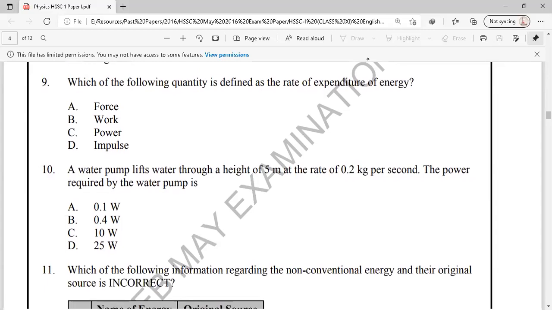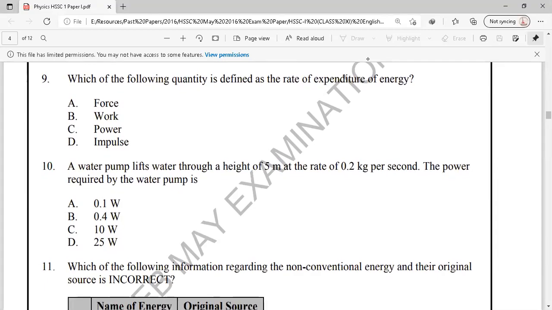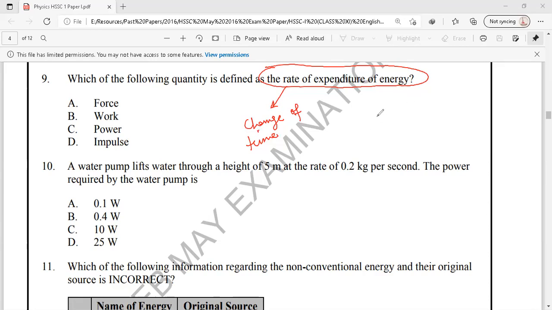Then let's come to question number 9. Which of the following quantities is defined as the rate of expenditure of energy? So this is the simple definition of a physical quantity that is represented in the options. So the rate means the change with respect to time. If some quantity is changing with respect to time, we refer to this change as a rate.